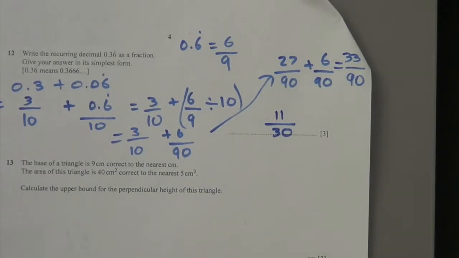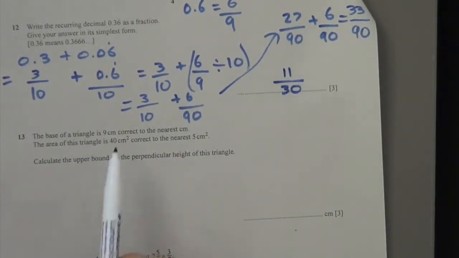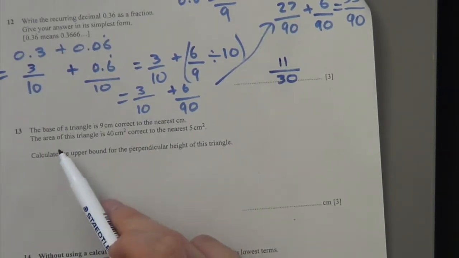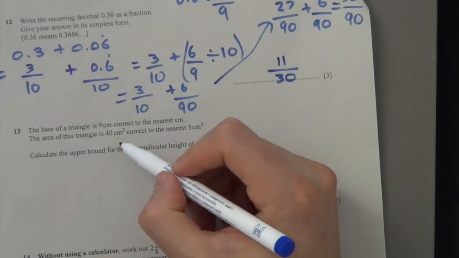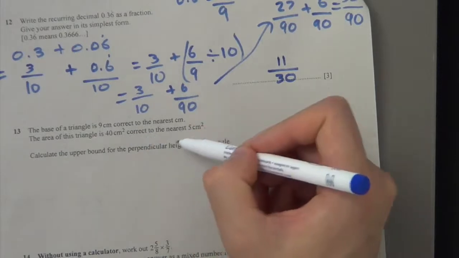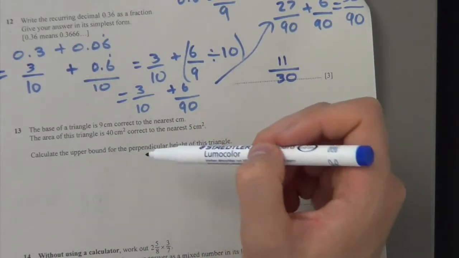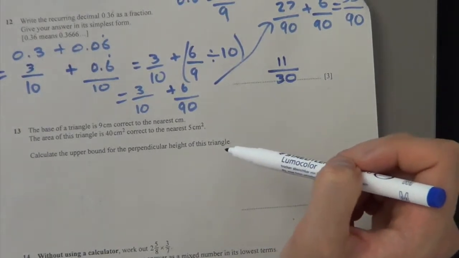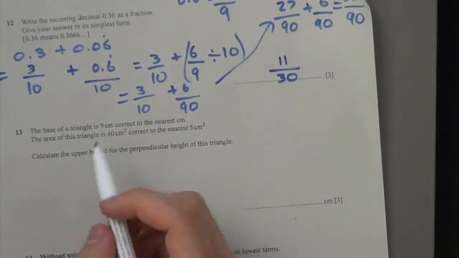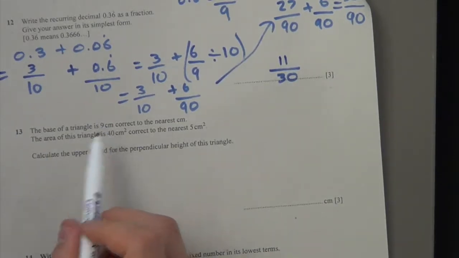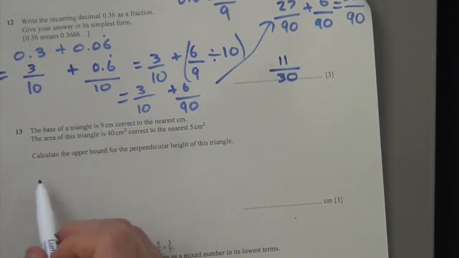Next question. It says, the base of a triangle is 9 centimeters, correct to the nearest centimeter. The area of this triangle is 40 centimeters squared, correct to the nearest 5 centimeters squared. Calculate the upper bound for the perpendicular height of this triangle. Okay, so I'm going to write these numbers as they are and just substitute them into the formula.